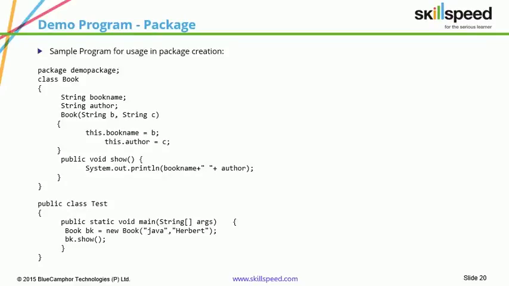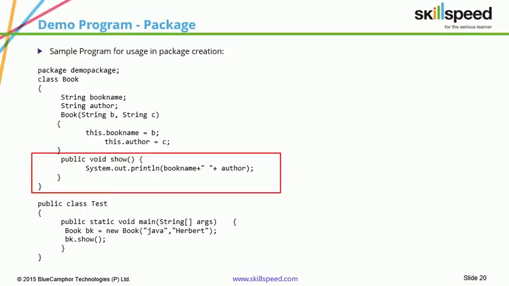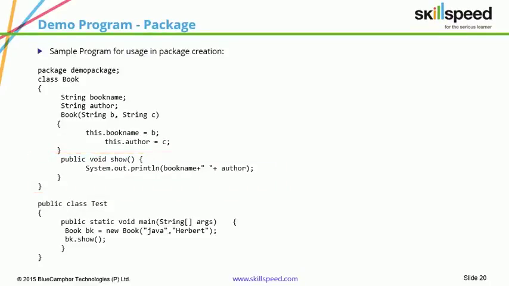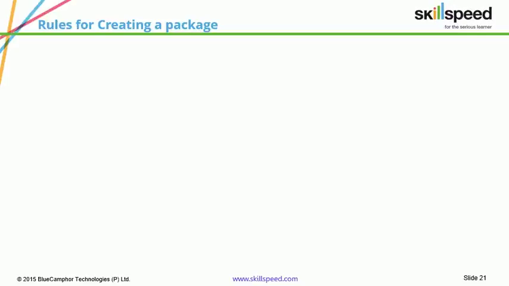Then I have a method called public void show, where I am printing the book name and author values of the instance variables using the print statement. Finally, I have the public class test, in which I am writing the public static void main, where I am creating a variable for my book class using book bk equals new book, and I am passing the two parameters to the constructor, Java, Herbert. Then I am calling the method show using bk.show. This class book can be accessed in any of the classes within the same package called the demo package.